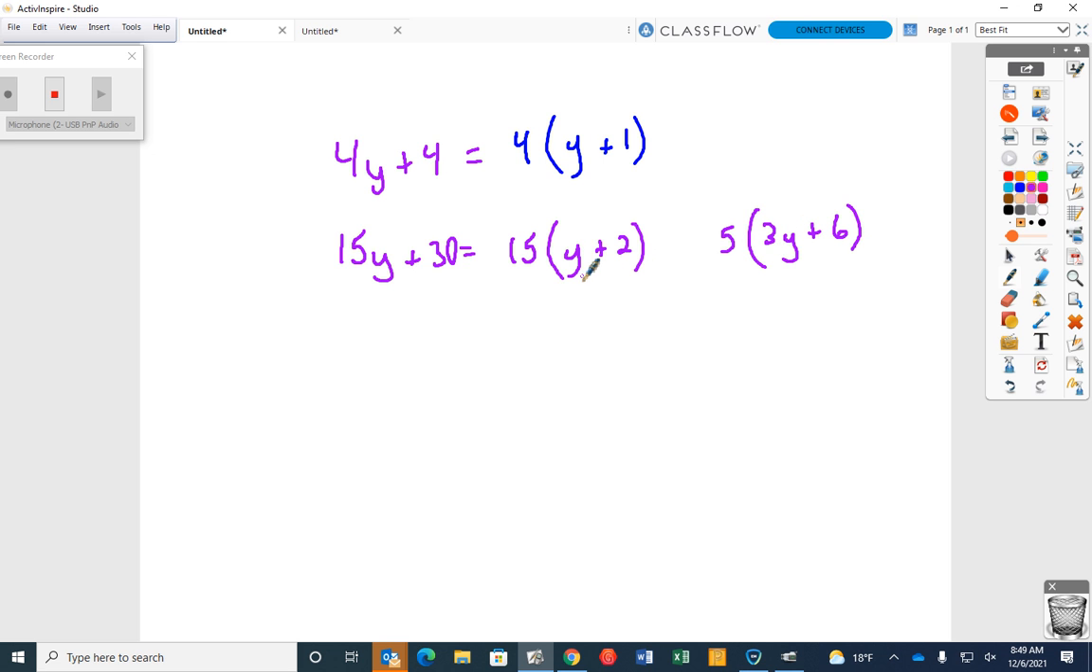Now, what I can do when I get to this point, this is simplified all the way. I can't do anything else with this. But this I could still simplify because these two also have a common factor, don't they? What goes into both of these? 3. Okay? So if I take that 3 out, I'm going to multiply it by whatever's out here.